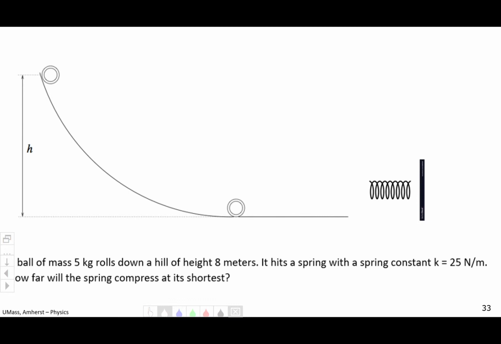All right, a ball of mass 5 kilograms rolls down a hill with a height of 8 meters. It hits a spring with a spring constant k equals 25 newtons per meter. How far will the spring compress? So this is an example of what we can do with springs. Rolling down a hill, we've got some movement, maybe some gravitational potential energy in there. We might have some spring potential energy. Let's analyze and find out.